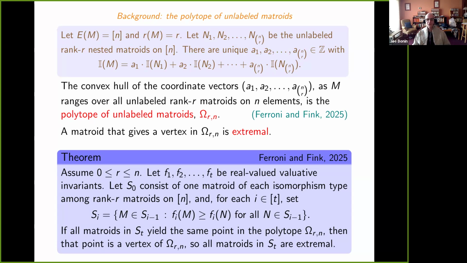So that's the sort of thing that I'm going to be doing in this talk. I'm going to be finding, for certain matroids, sequences of valuative invariants that hone in on that matroid or that collection of matroids. Okay.